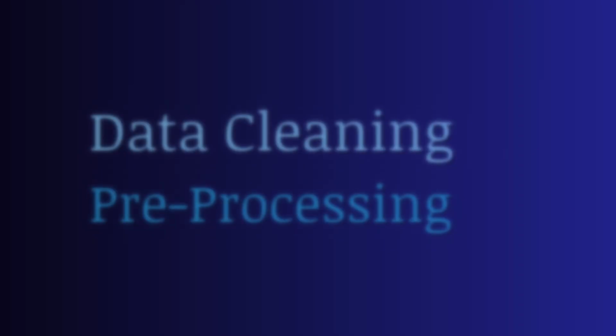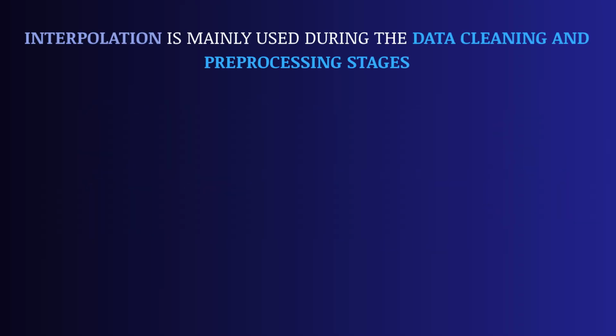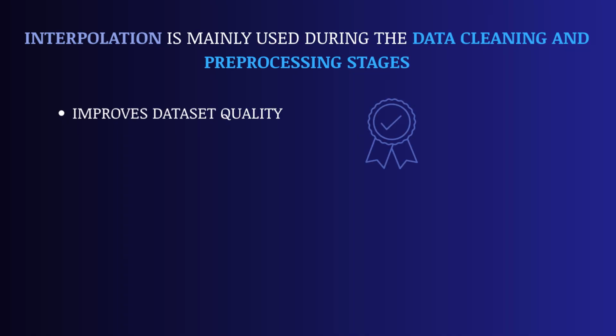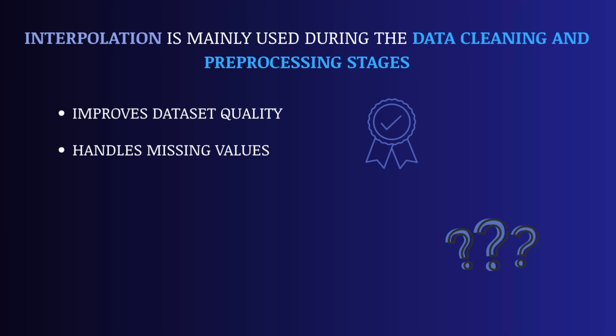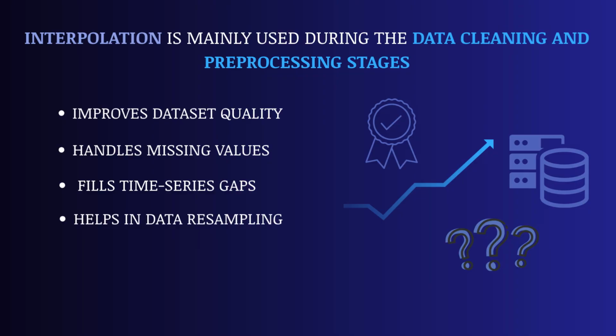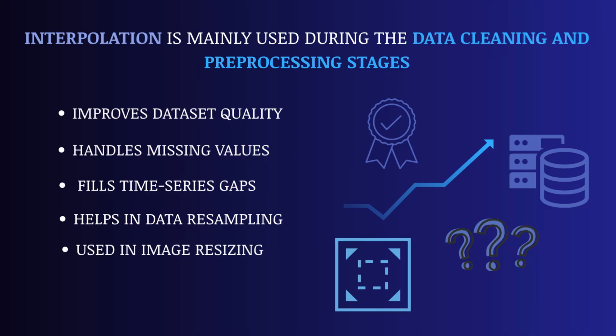Data cleaning and preprocessing stage in detail. Interpolation is mainly used during the data cleaning and preprocessing stages. It plays a very important role in improving dataset quality. It helps in handling missing values in the dataset. It helps in filling time series gaps when data points are missing at certain timestamps. It is also used in resampling data, especially when we need to adjust data to a new frequency. In addition, interpolation is widely used in image resizing tasks.